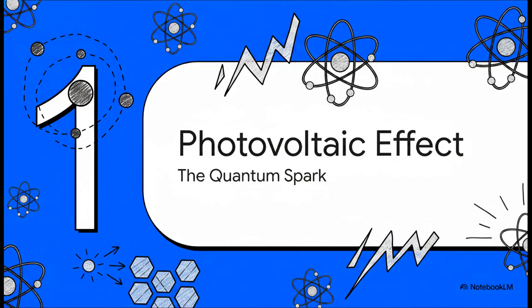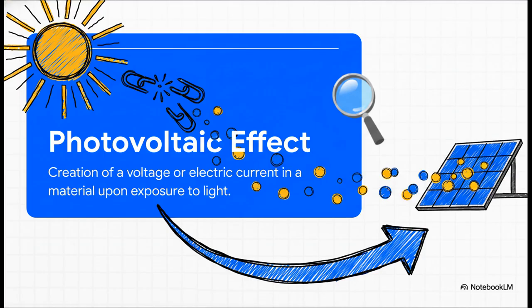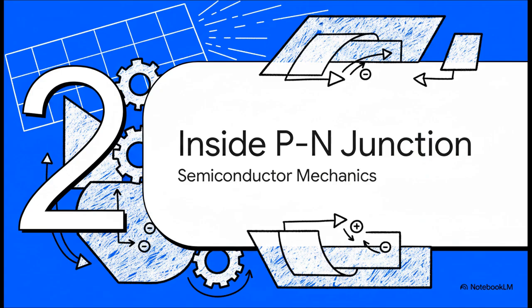Section 1, the photovoltaic effect, the quantum spark. We're zooming way down to the atomic level here to understand exactly where this journey begins. It all starts with the photovoltaic effect. By definition, this is the creation of a voltage, or a corresponding electric current, in a material upon exposure to light. But just shining light on something isn't enough to make power. The light has to trigger a very specific electrical response within the material itself. We need a way to harness that light, physically break atomic bonds, and force the resulting energy to flow in a single, useful direction. And that directional flow brings us right to Section 2, inside the PN Junction, semiconductor mechanics.